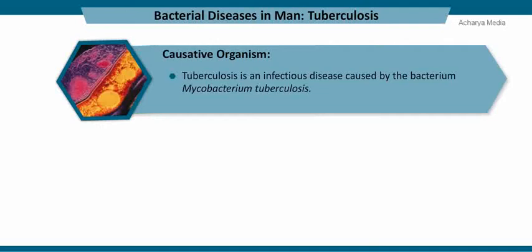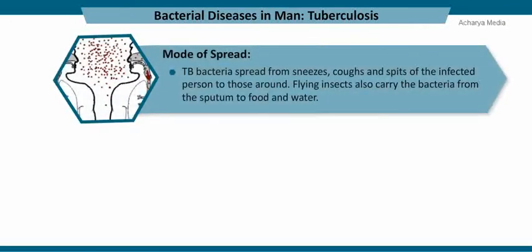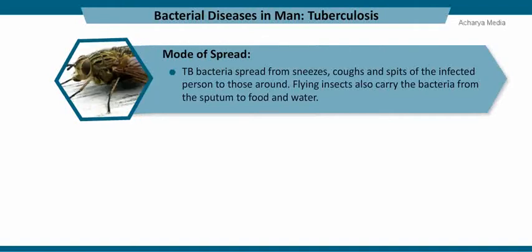Tuberculosis is an infectious disease caused by the bacterium Mycobacterium tuberculosis. People with tuberculosis cough highly and suffer with pain in the chest. Sometimes they cough up blood and show weight and appetite loss, extreme tiredness along with fever. TB bacteria spread from sneezes, coughs, and spits of the infected person to those around. Flying insects also carry the bacteria from the sputum to food and water.